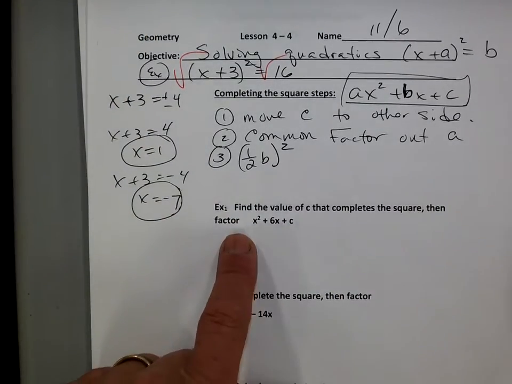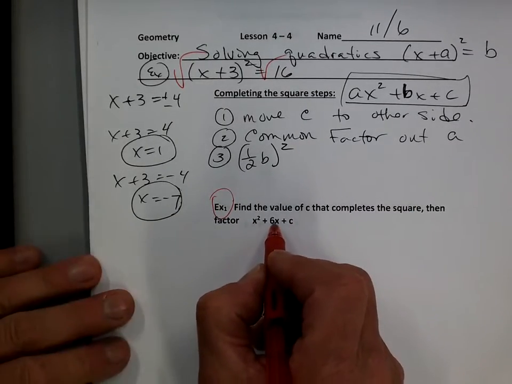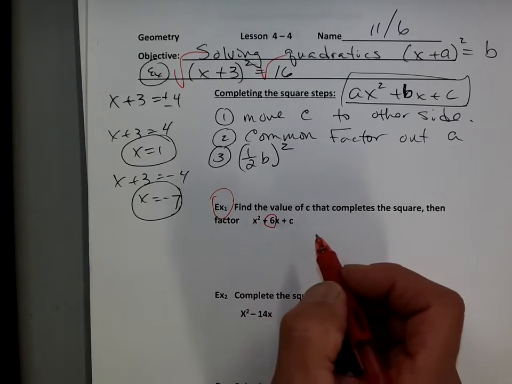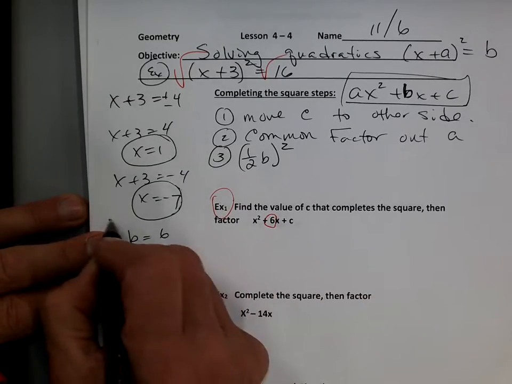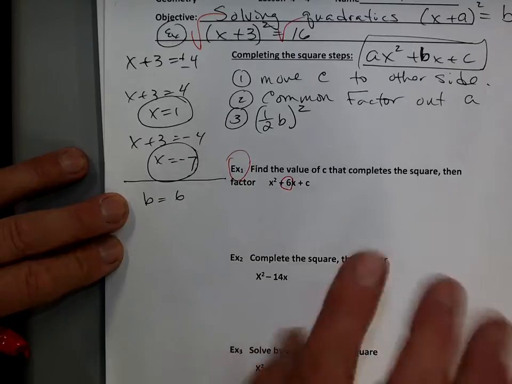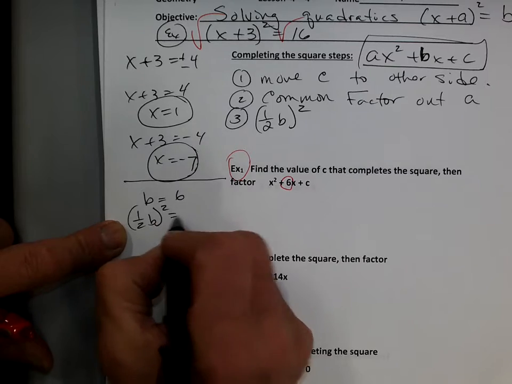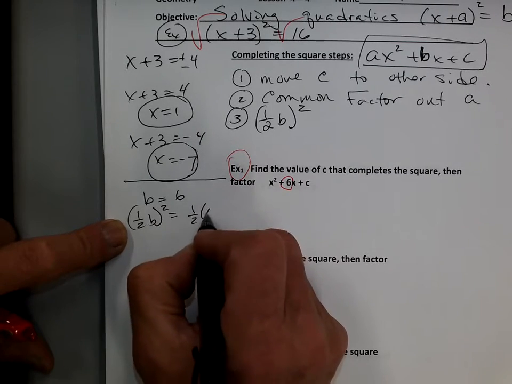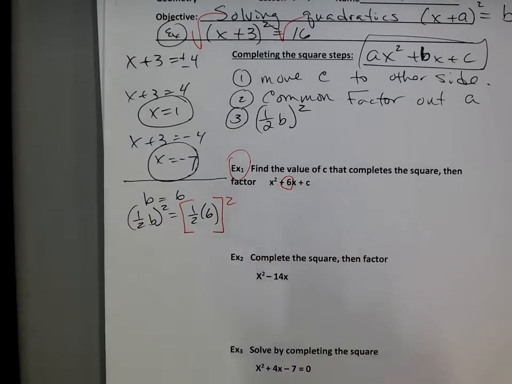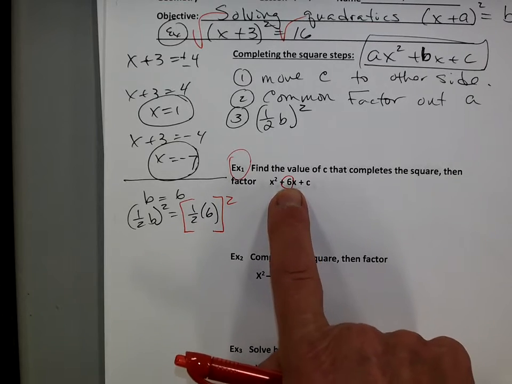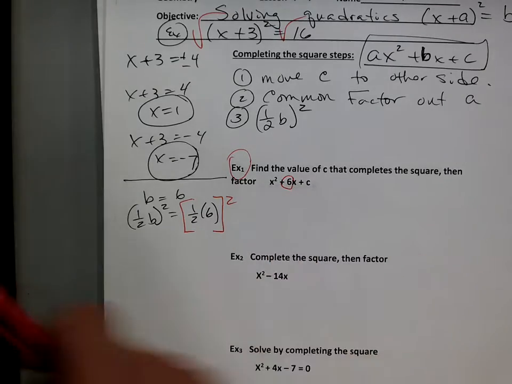Okay, so my example 1, find the value of c. My b is 6, okay? I'm going to take 1/2 of b and square. So I'm going to take half of 6 and square that answer. Okay, so here's what you do. You take half of this number, 3, square it, you get 9. That's all. Take half this number, square it. Half this number is 3, square it, you get 9.